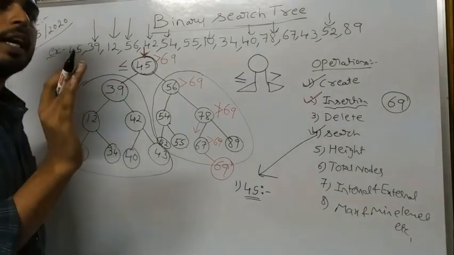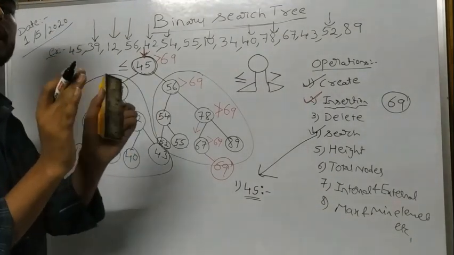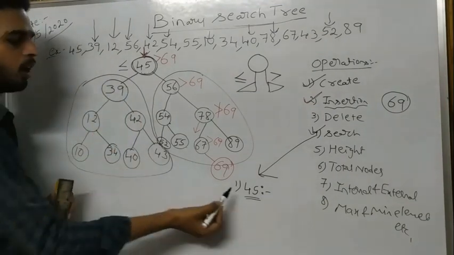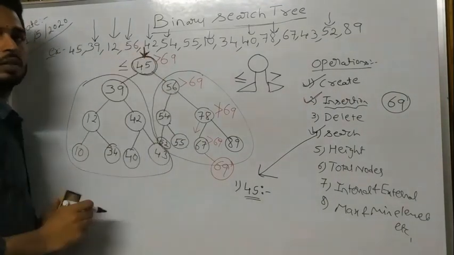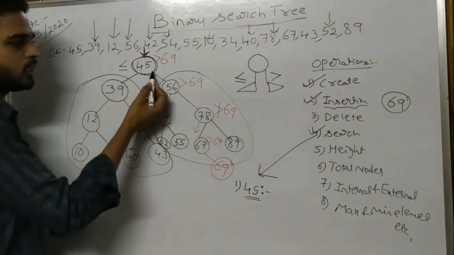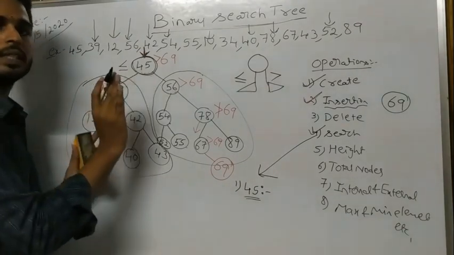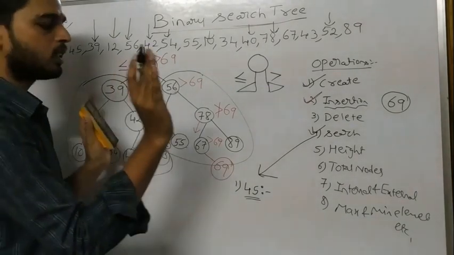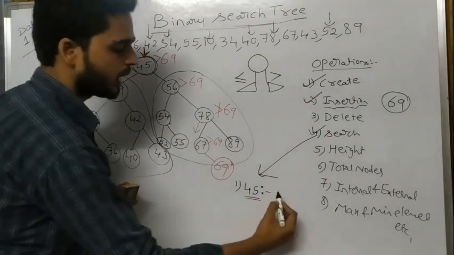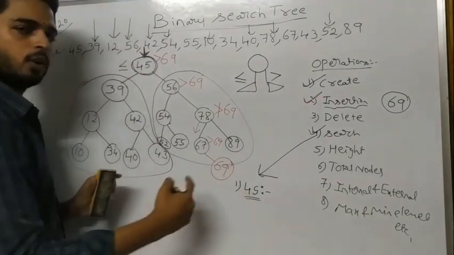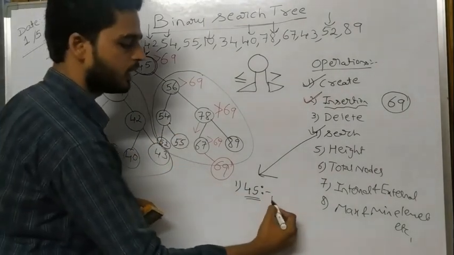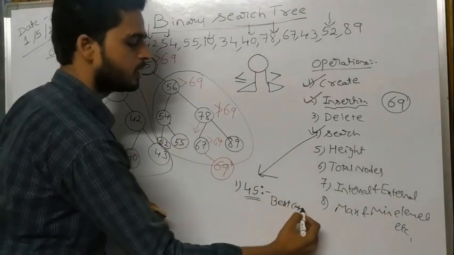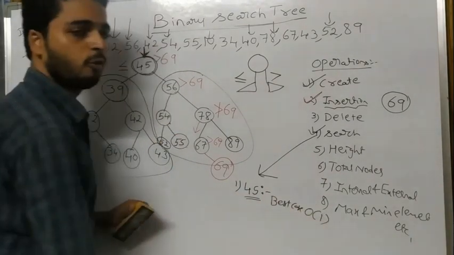Why? Because here every time you are skipping half of the elements. Just see, I got the value 45. So I will start scanning from the starting one. Is 45 equal to 45? Yes, so my search is successful. I will stop the process and I got my data. So when you are searching for an element at the root node, I can say that it is the best case, that is big O of 1 time complexity.